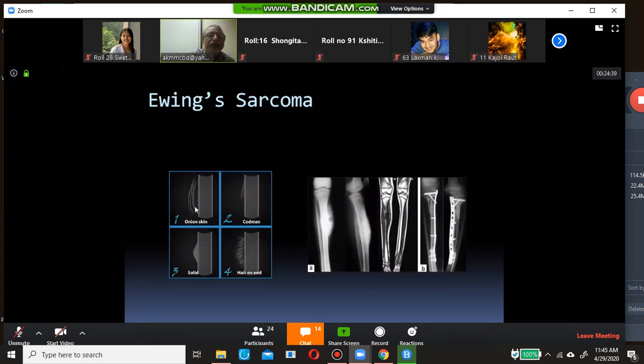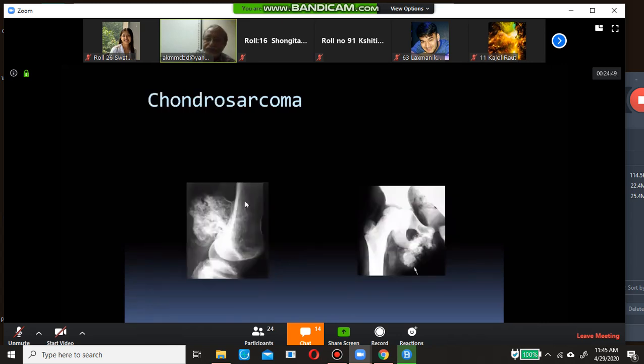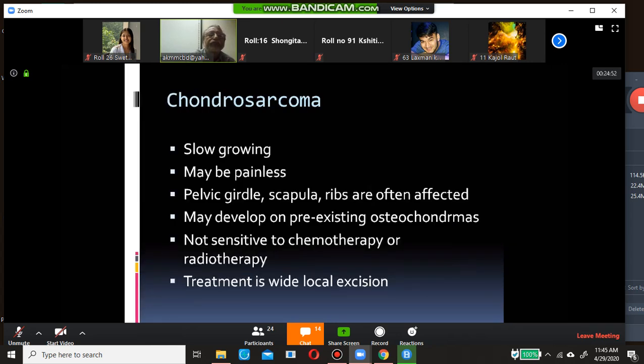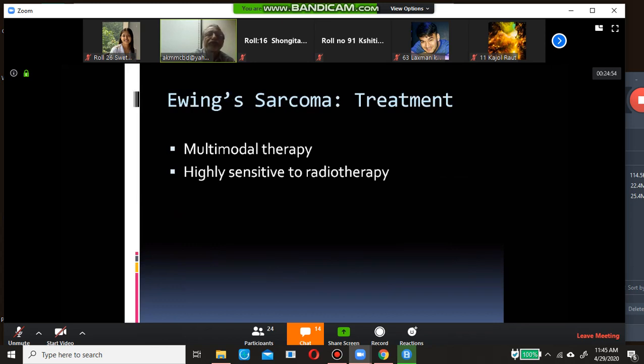Layer by layer, new bone formation from the periosteum. And that is the sunray appearance, which is common in osteosarcoma. And that is the Codman's triangle. So the treatment is multimodal therapy, similar, but with a different chemotherapy schedule. I think we are at the end of the session.